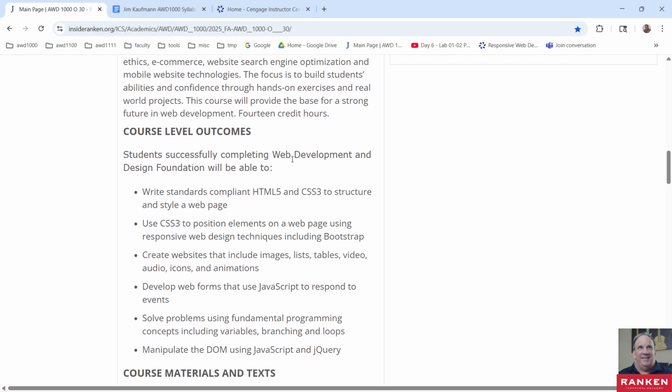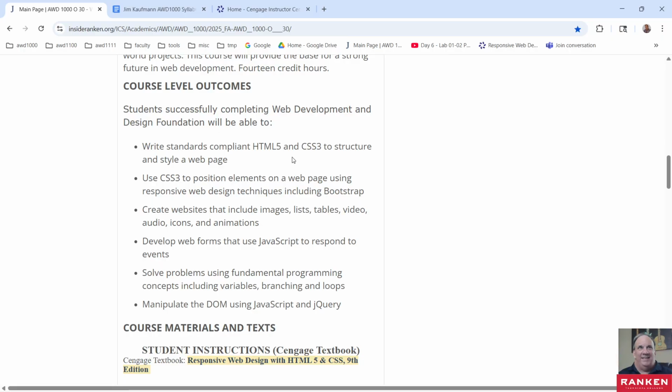So in our course we always have course level outcomes and program level outcomes. In the syllabus, it mentions both, but for just this course, the course level outcomes are what you'll kind of be tested on. We have these hands-on tests, and I'll talk about that more in a little bit, but they basically test these different course level outcomes. So these are the ones you're going to be tested on throughout this course. Write standards compliant HTML5 and CSS to structure and style a web page.